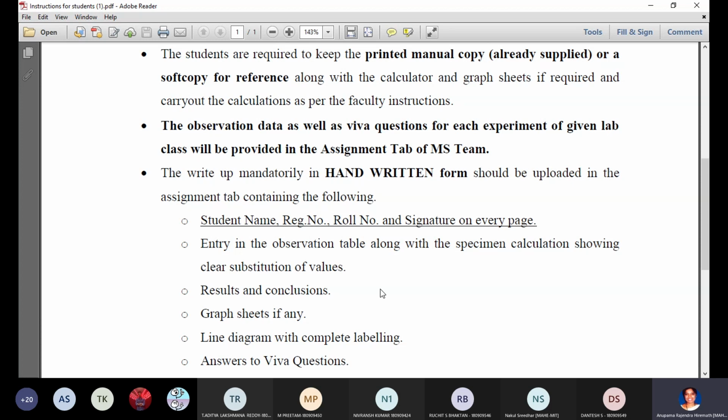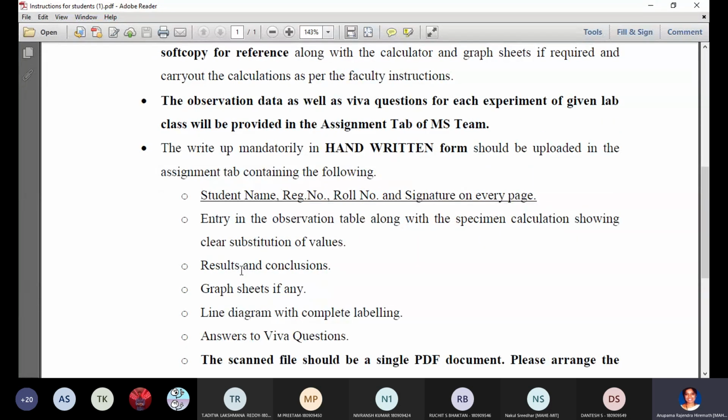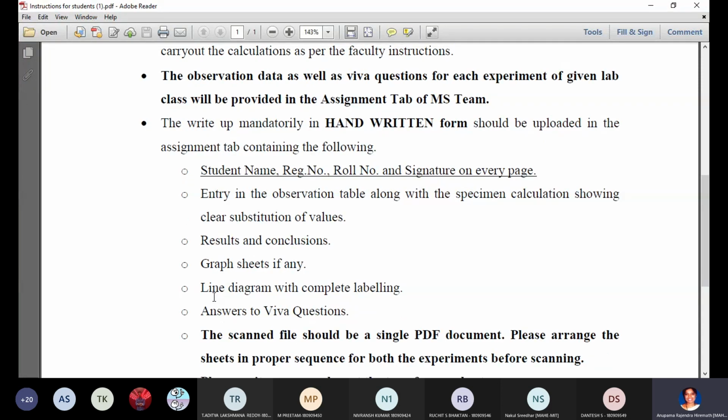You have to write the required formulas, do proper substitution and then show your final answers along with units. If someone has missed their units, they are bound to lose marks. There should be clear results and conclusion. Graph sheets, if any, should be attached. And we also require a line diagram of the setup with complete labeling.